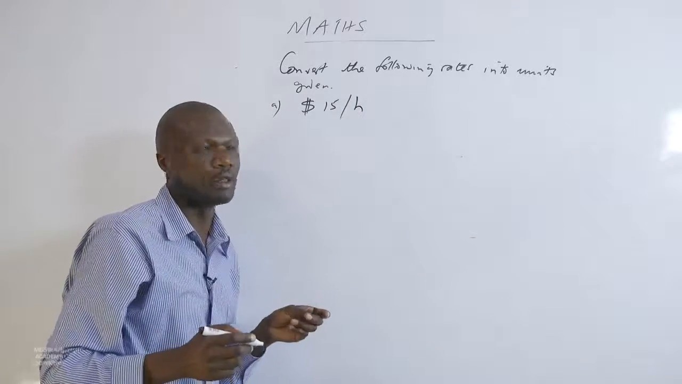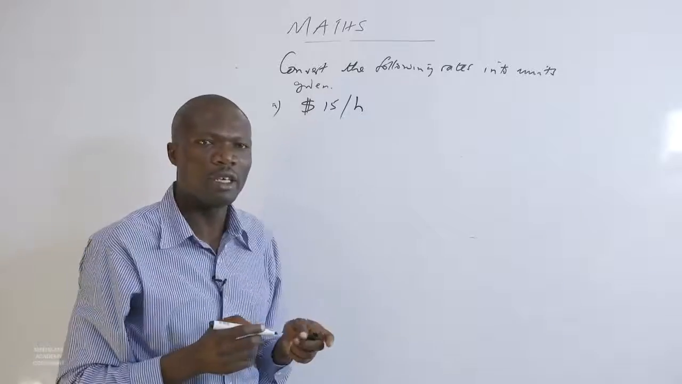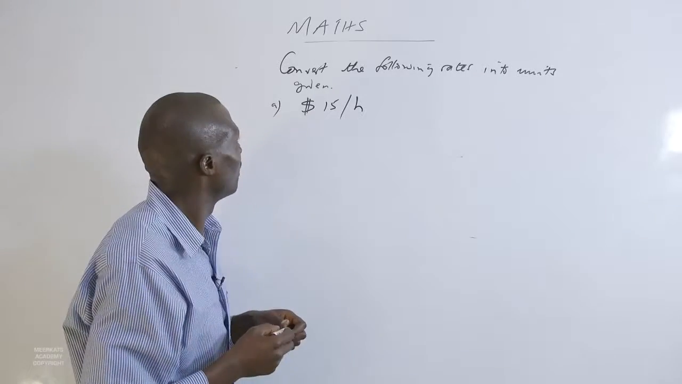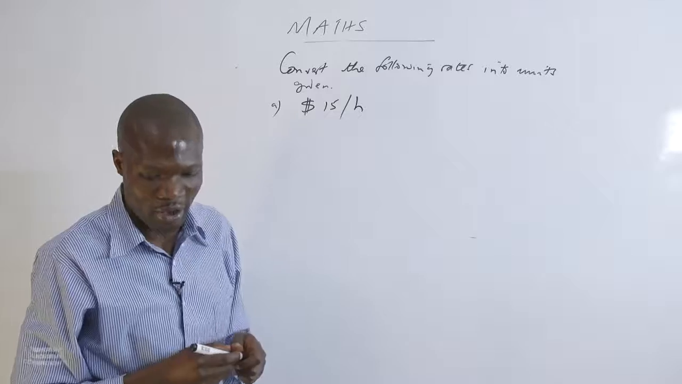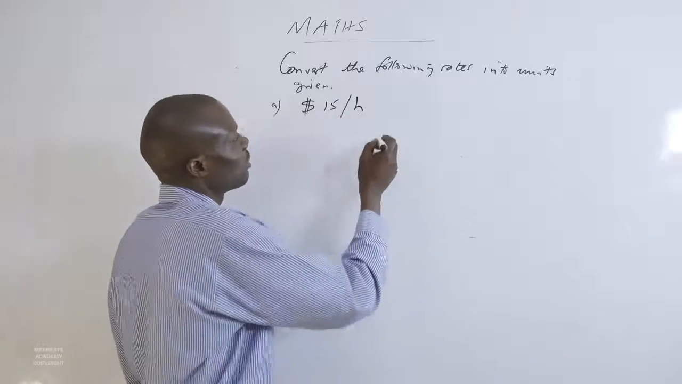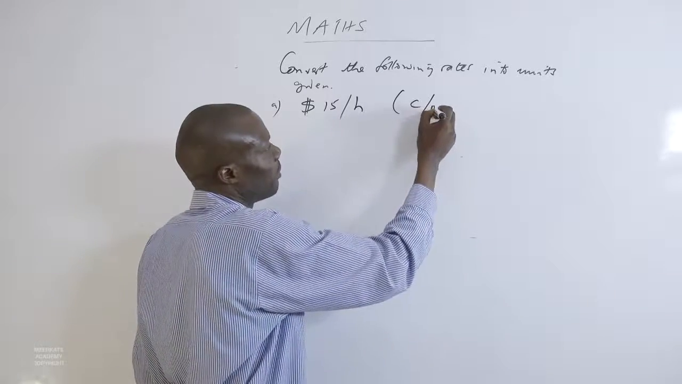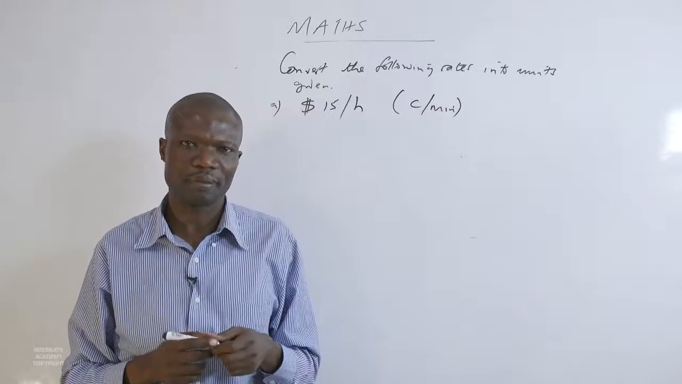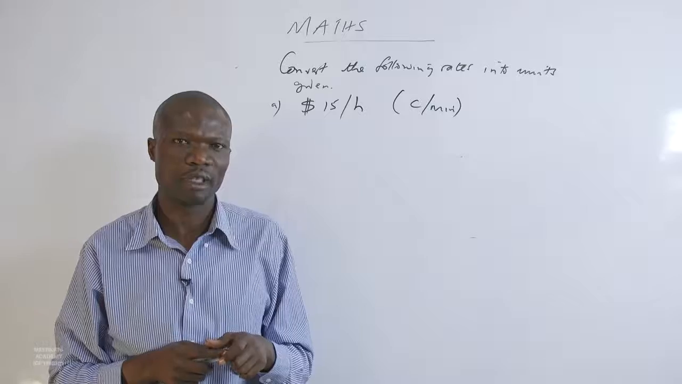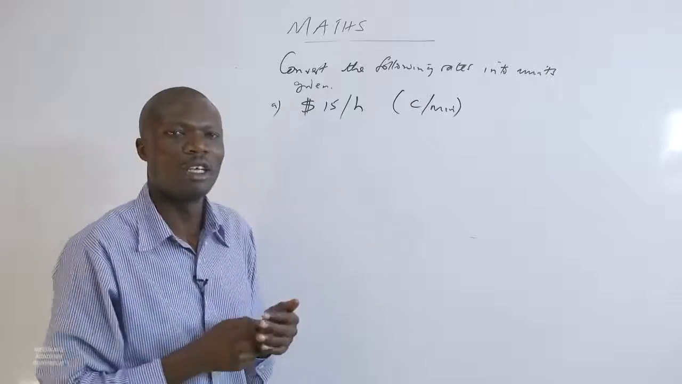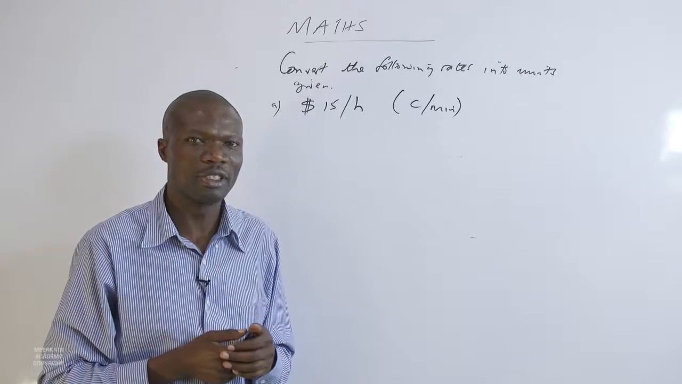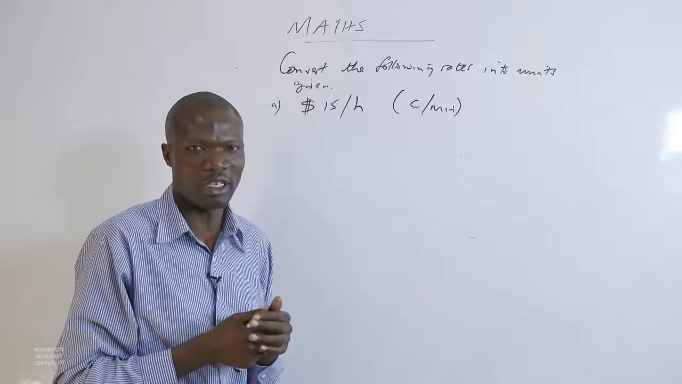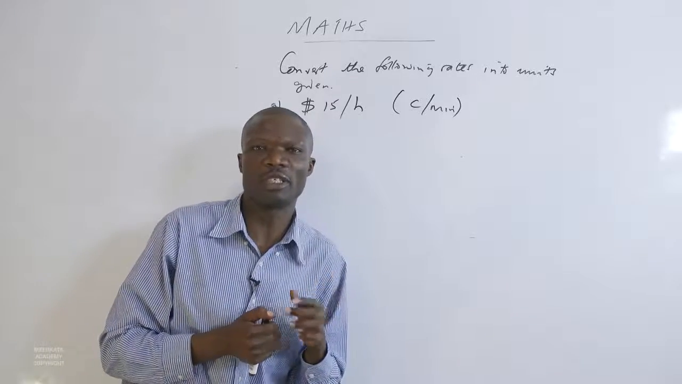This is a rate, $15 per hour. And we have been asked to convert it to cents per minute. So this is hours and dollars, but we want to convert it into cents per minute.